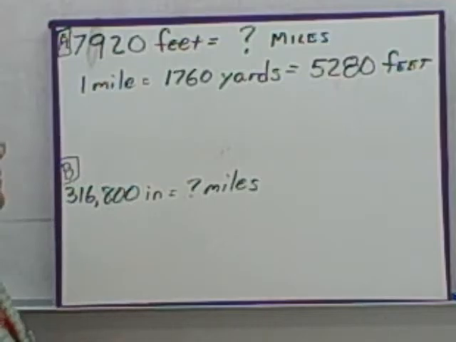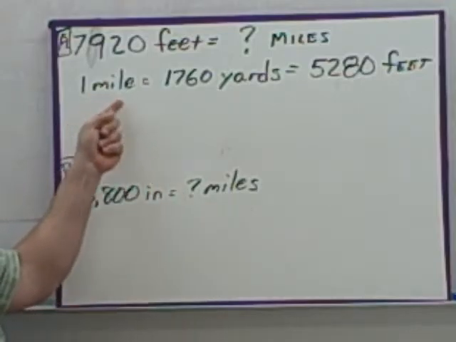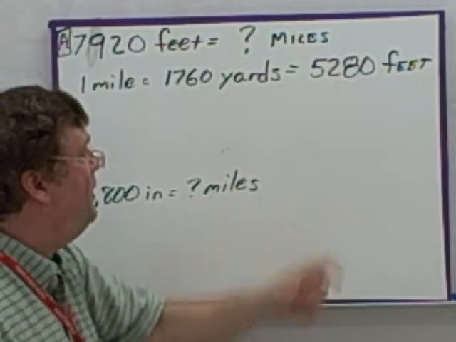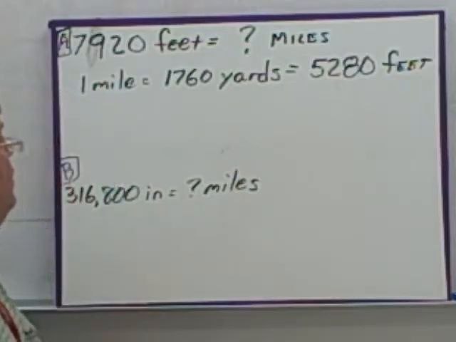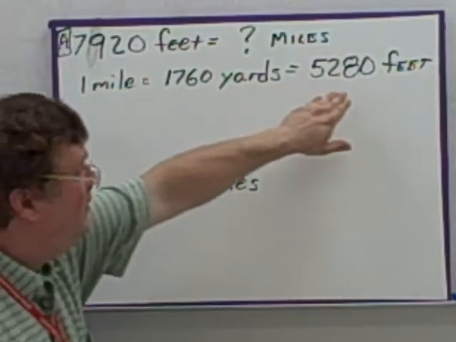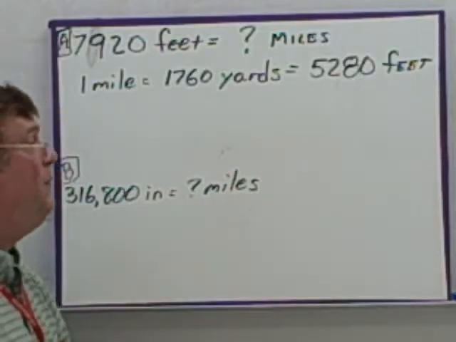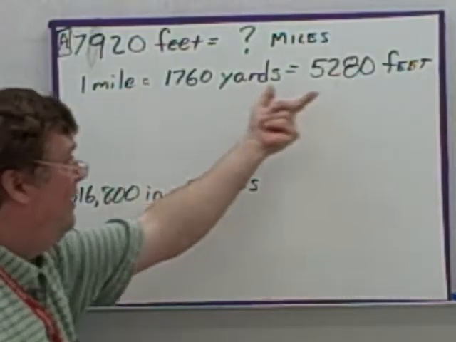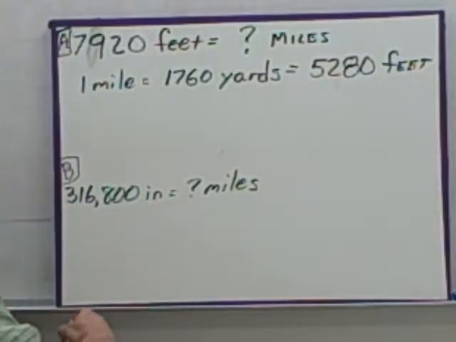Here we're asked to convert 7,920 feet into miles. On the FCAT reference sheet, it says 1 mile equals 1,760 yards, which is 5,280 feet. Which means that 1 mile is 5,280 feet. Don't let that middle part fool you. 1 mile equals 5,280 feet.